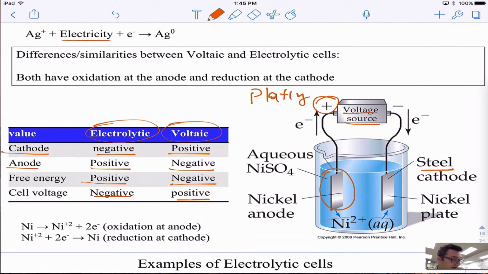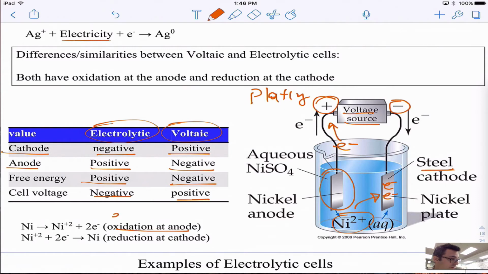oxidized. So the electrons will leave the nickel, they will go through the power source, they will be pushed out of the power source at the negative terminal, and the electrons will coat the steel. When that happens, the nickel that's in solution will attract to those electrons on the steel cathode and will be reduced.